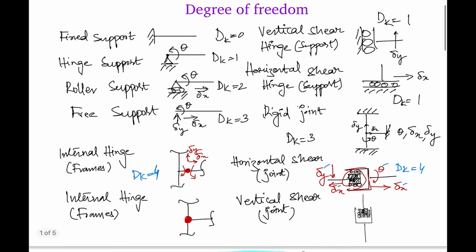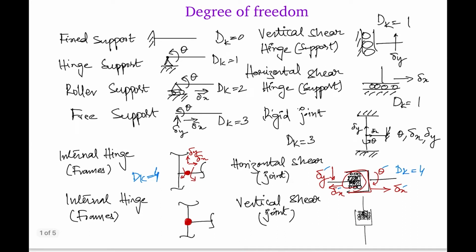Now moving on to internal hinge for frames, which has a different arrangement shown in this figure. For this, it can have 3 types of rotation here. It can go in this fashion, or in this fashion, or in this fashion. So there are 3 thetas. It can have a small displacement towards x and a small displacement towards y. So degree of freedom for this is equal to 5: 1, 2, 3, 4, 5.